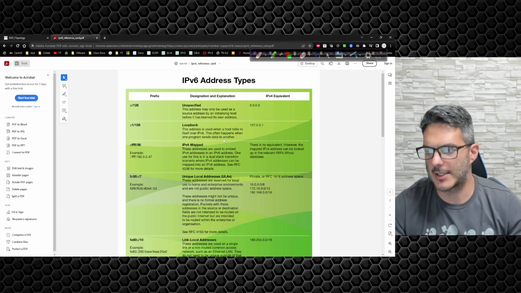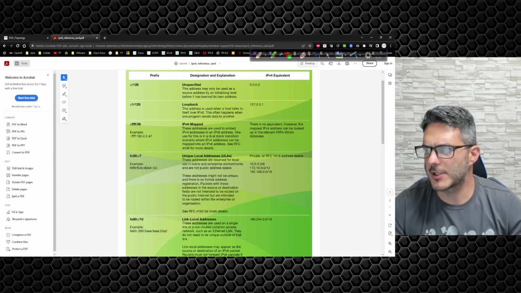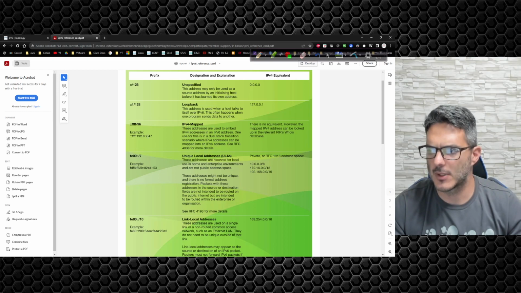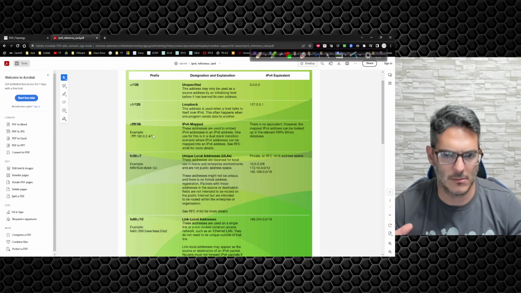Not that important. We're not really going to talk too much about IPv4 mapped. That'll come later on down the road. This will come into play when you are dealing with embedded IPv4 addresses inside of IPv6. One use for this is in a dual stack transition scenario where v4 addresses can be mapped into v6 addresses. So we'll talk more about that. You're converting v4 into v6. That gets more complicated.